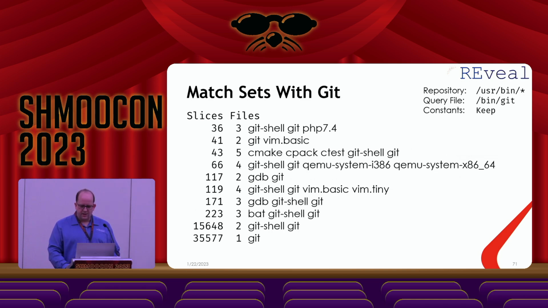Another binary, Git. Git has an amazing number of matches against Git shell. I wonder why. And then the third from the bottom, BAT. Anyone know what BAT is? It's a version of the cat utility that just outputs files, but in the style of Git logs. So it makes sense that that file is matching.